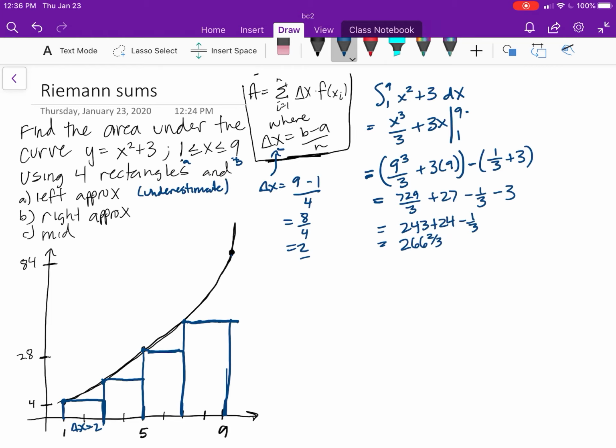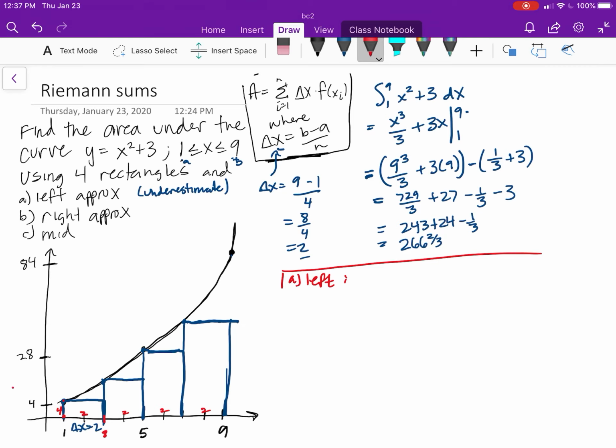Let's go ahead and work that math. I'll switch colors here. So for A, we're going to do a left. And rather than using that formula, let's break it down. A rectangle is base times height, right? And the base for each of these is 2. The height for 1 is 4, because if I plug 1 into the function, 1 squared plus 3 is 4. The next spot we have here is 3.